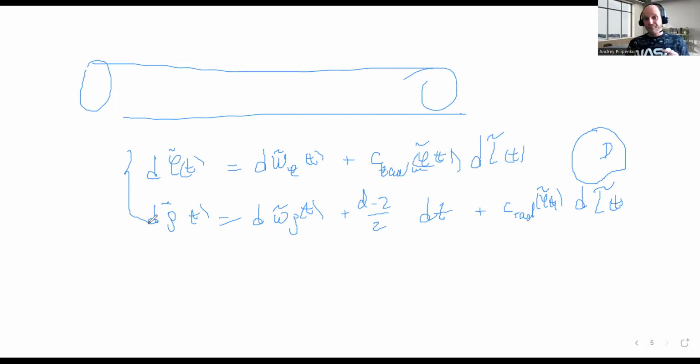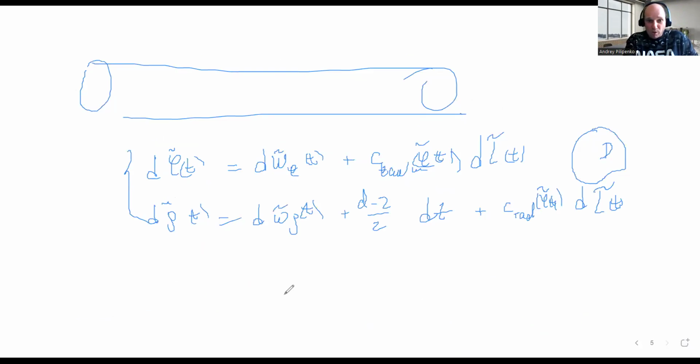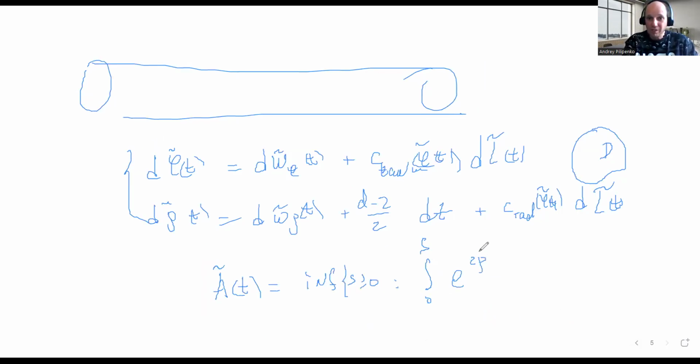And I can also return from this process to the previous one. And the transformation looks like this. I only have to consider the following function, the infimum of s greater than 0, such that the integral from 0 to s of e to the plus 2 rho tilde z dz is t.